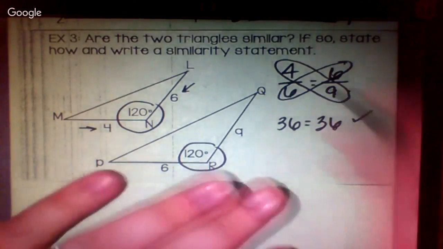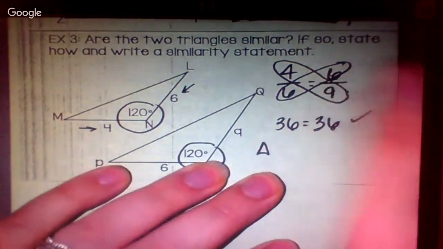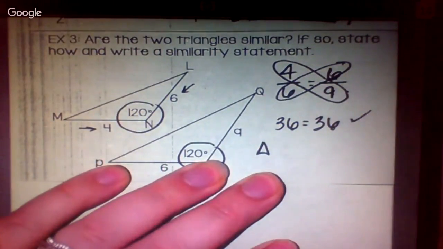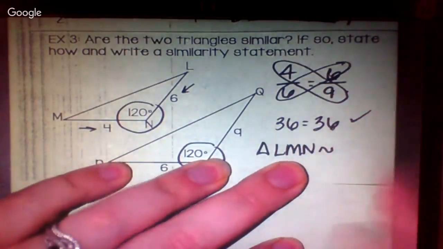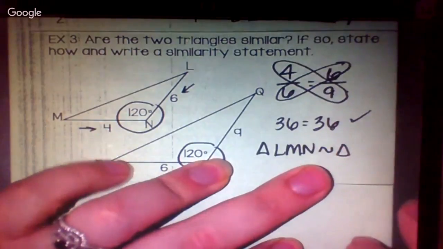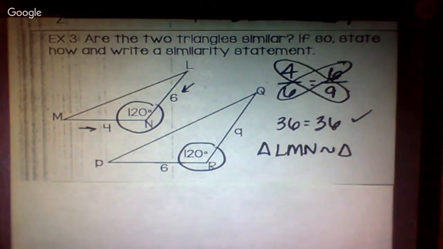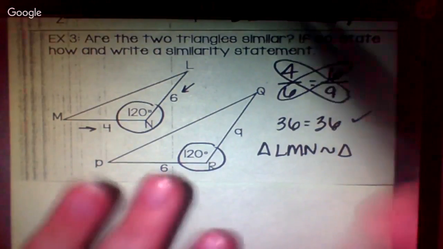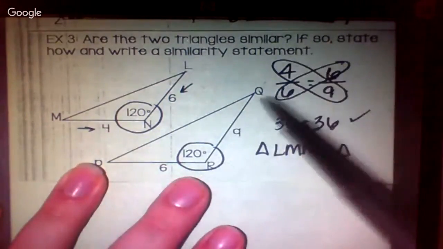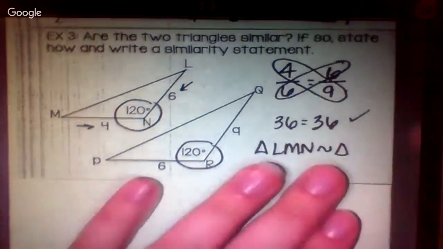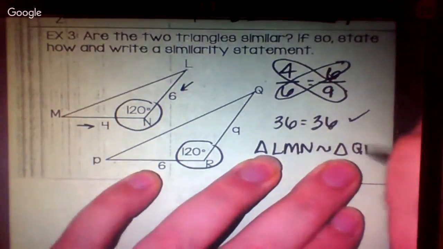Okay. So let's do triangle LMN is similar to the next one. Give me the new one. LMN. Take a look at your positions of where I pulled it from. LMN. QPR. Fantastic. So I went from top right to bottom left to bottom right. So this is triangle QPR.